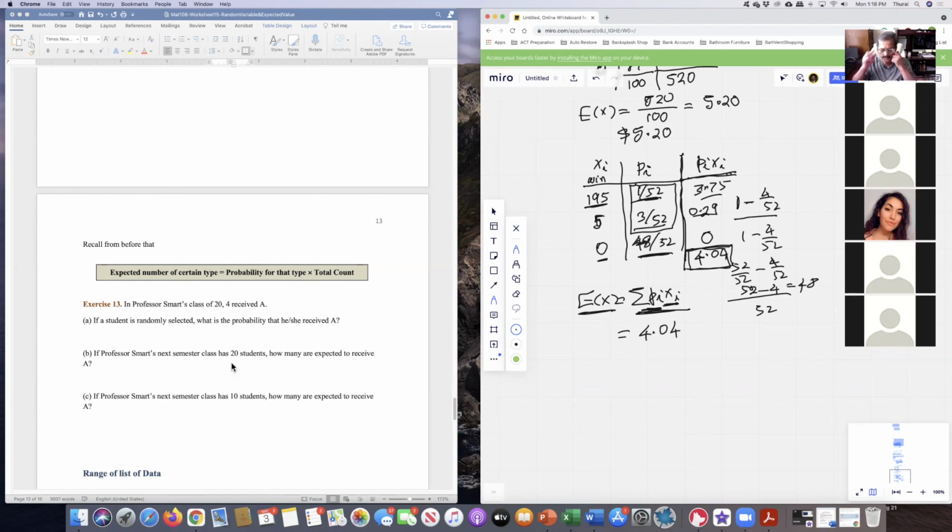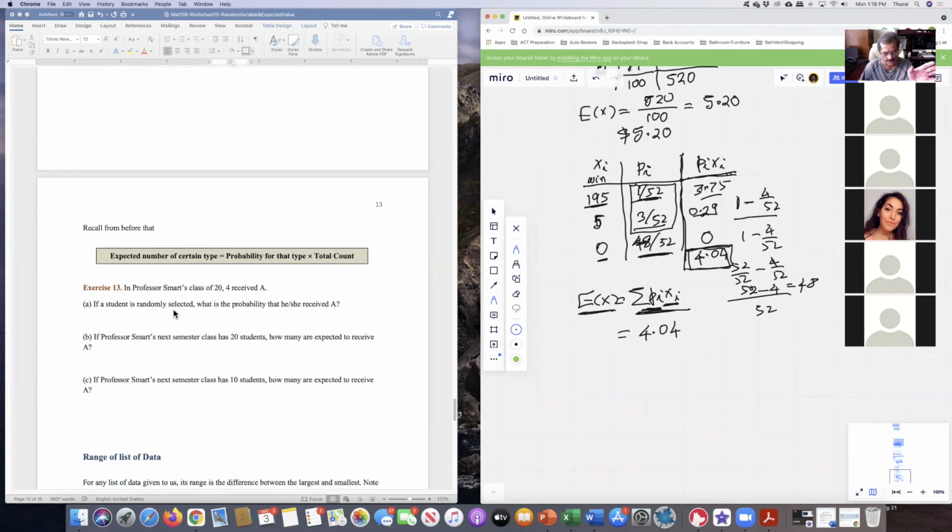I have an example here. So this is something we did before. That's another expected value. So depending on the given data, you should be able to understand which expected value you're finding. In Professor Smart's class, there are 20 students, 4 of them received A. So if a student is randomly selected, what is the probability that he or she received A? That's 4/20, right? 4 out of 20 students received A.